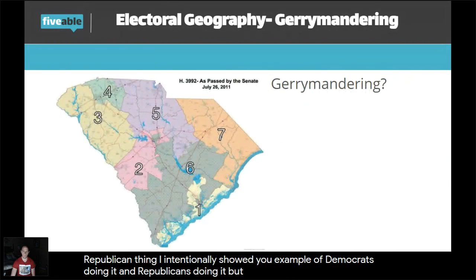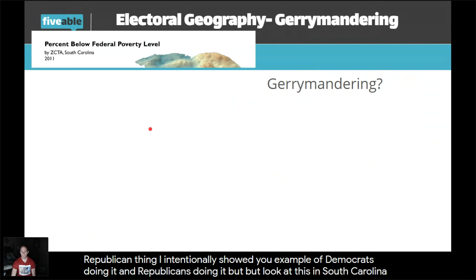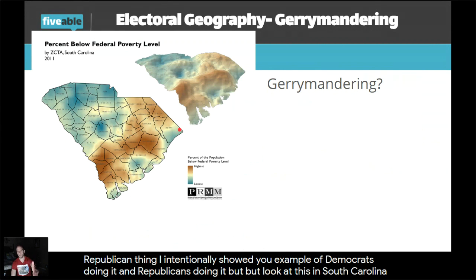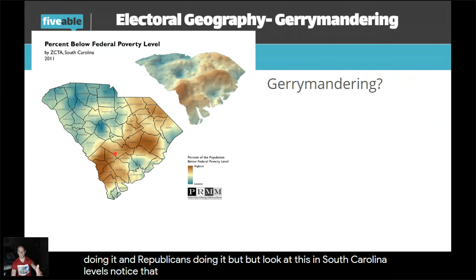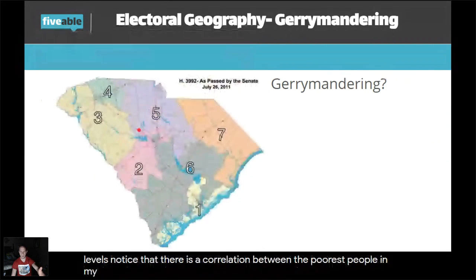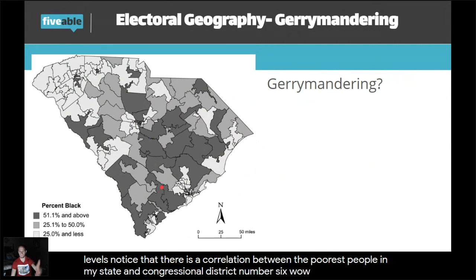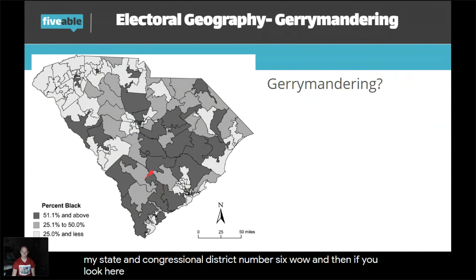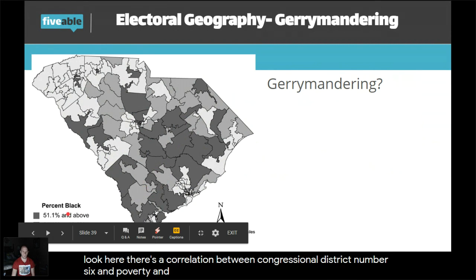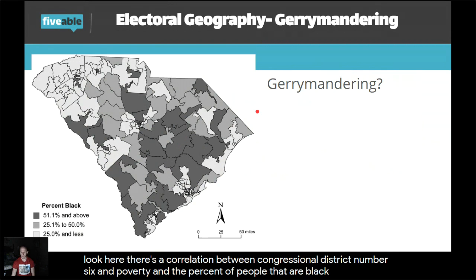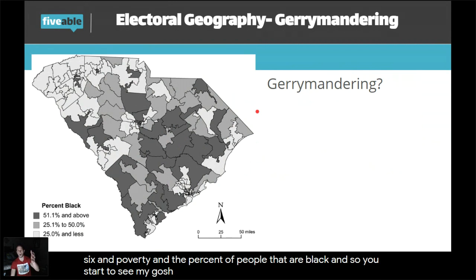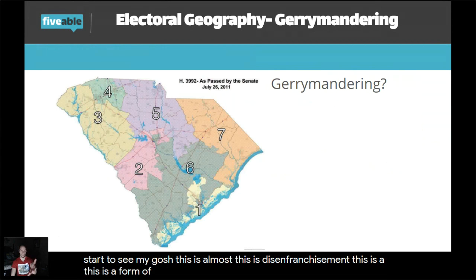But look at this. In South Carolina, when you look at the poverty levels, notice that there was a correlation between the poorest people in my state and congressional district number 6. Wow. And then if you look here, there's a correlation between congressional district number 6 and poverty and the percent of people that are black. And so you start to see, my gosh, this is disenfranchisement. This is a form of oppression, you know?